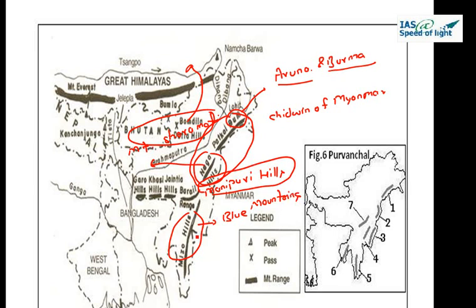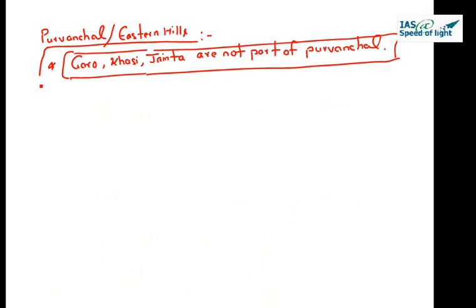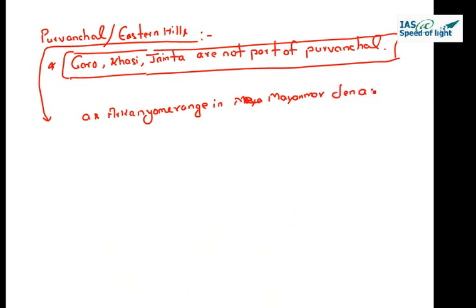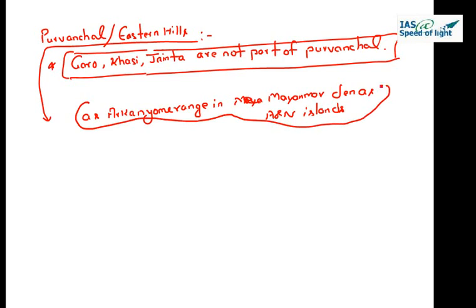Another thing we have to remember is that the Purvanchal ranges extend as the Arakan Yoma ranges in Myanmar, and then as the Andaman and Nicobar Islands. So the Andaman and Nicobar Islands are part of the Purvanchal Hills. So these are the important points we have to remember for the northern mountains of the Himalayas.